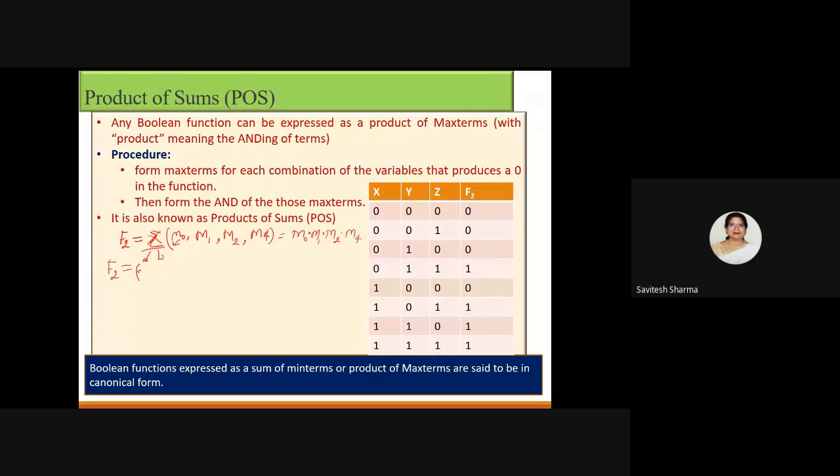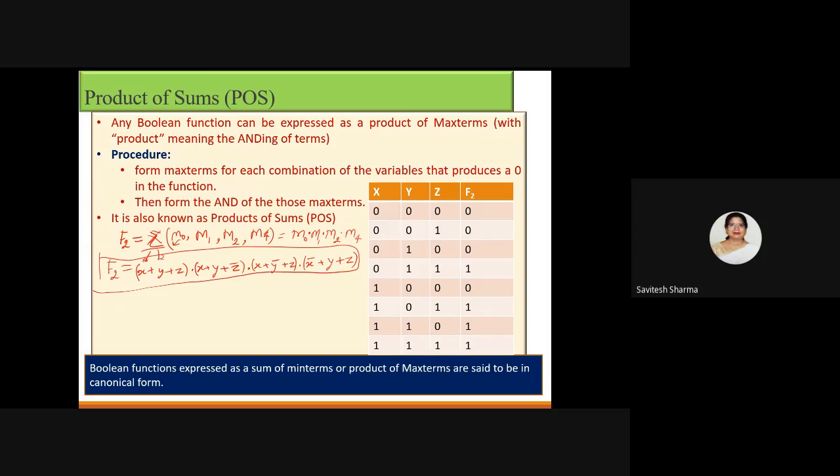Reply fast, please. X plus Y plus Z. Good. X plus Y plus Z bar. Good. Next. X plus Y bar plus Z. Good. Next. X bar plus Y plus Z. Good. Very good. So now you got it. This is my final expression.